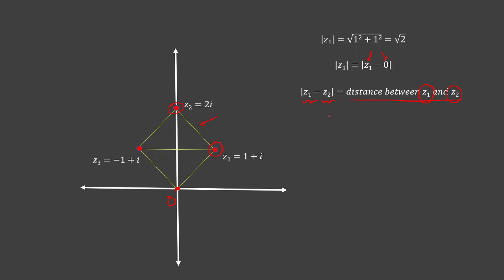You don't have to do this whole algebraic calculation. You can simply see that these distances are root 2 in this diagram. So this will also be root 2. You can verify it by putting the values of z1 and z2, 1 plus i minus 2i. This will be 1 minus i, and this will be root 2.